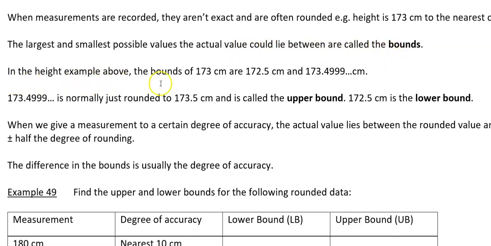So in this example, the bounds of 173 are 172.5, and that's because 172.5 is the smallest height which would be rounded up to 173. But you could also have the upper bound being 173.4999999 forever and ever. So basically this bound is so close to 173.5 that we call it 173.5. Okay, so that's why this becomes this as the upper bound.